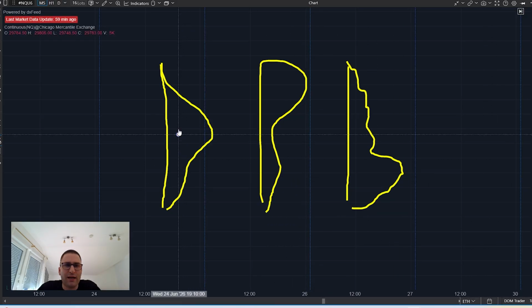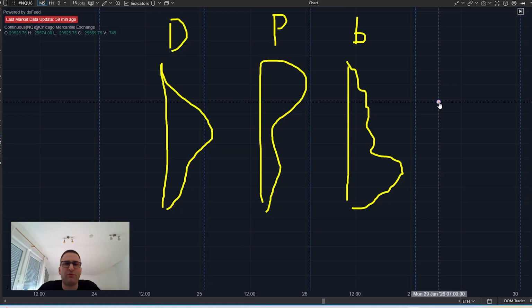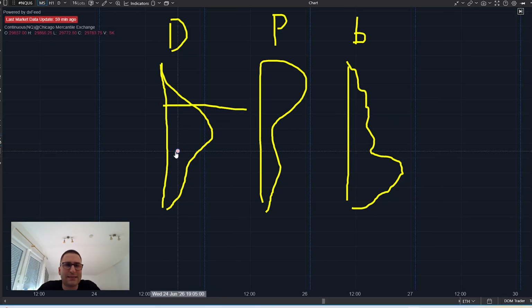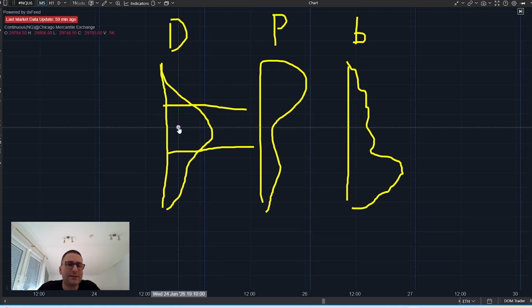And this profile is called a D profile according to the shape. This is a P profile, also according to the shape, and this one is a B profile. And for all three profiles, we have a value area where 70% of the trading occurred. So in an equally distributed profile, the value area is just right in the middle most of the time. And we also have our VPOC, our volume point of control, most of the time somewhere around that area.